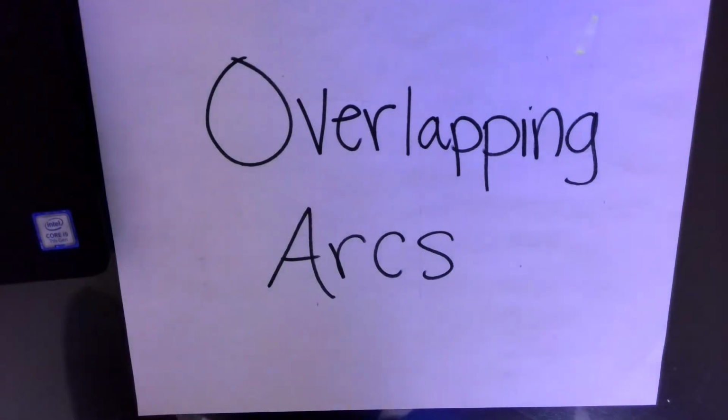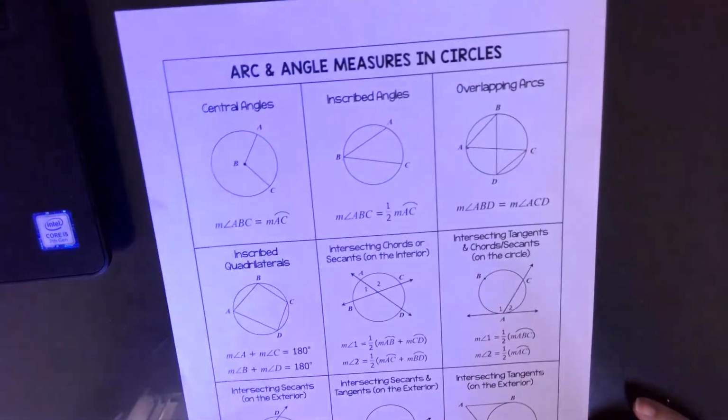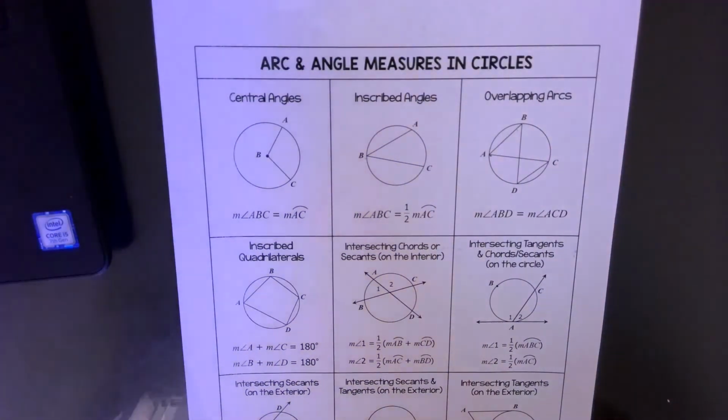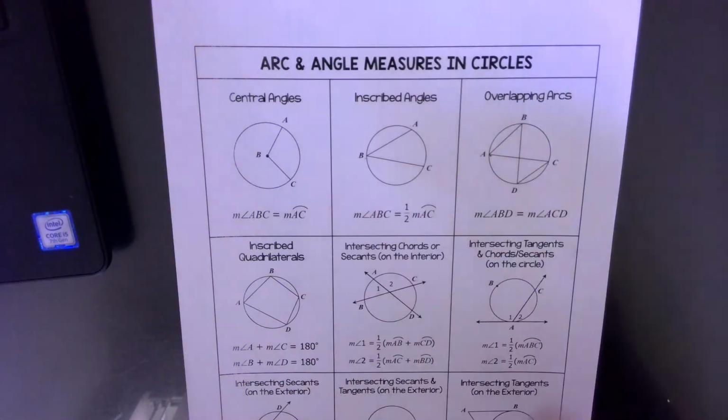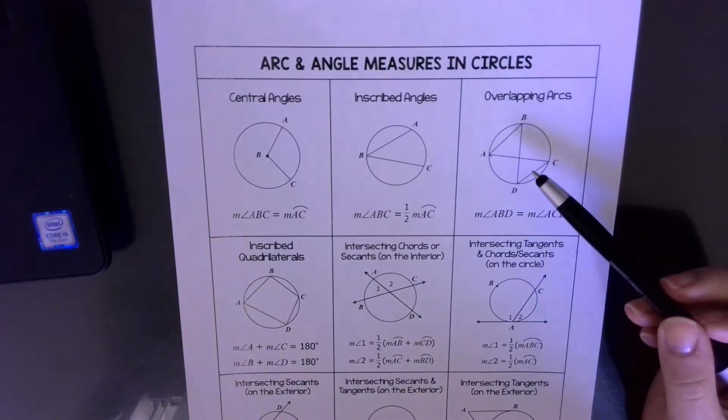So in this video, we're going to talk about overlapping arcs. We're still dealing with inscribed angles. Again, this paper is uploaded on Canvas under Unit 7, and it's going to say circles formulas. We already went over inscribed angles in the first video, so now we're going to talk about overlapping arcs.